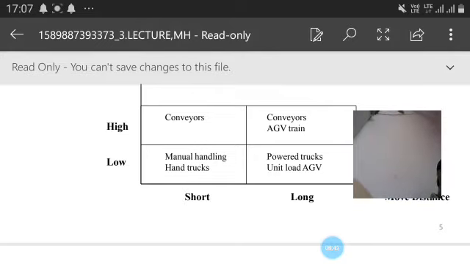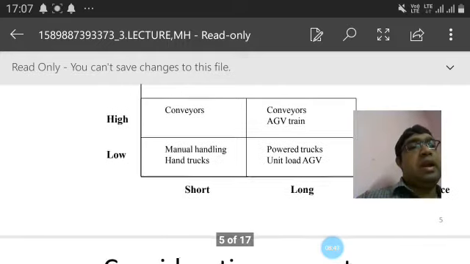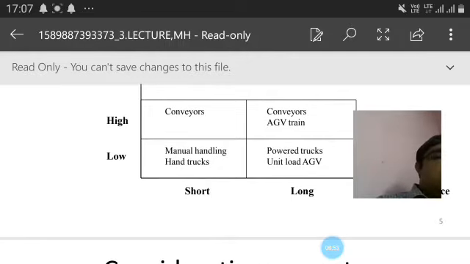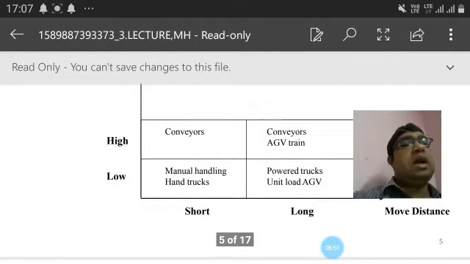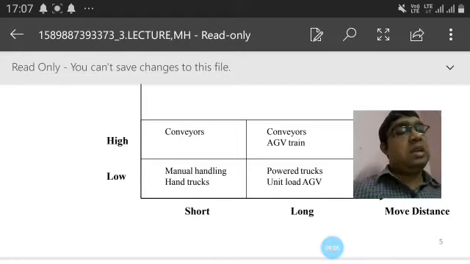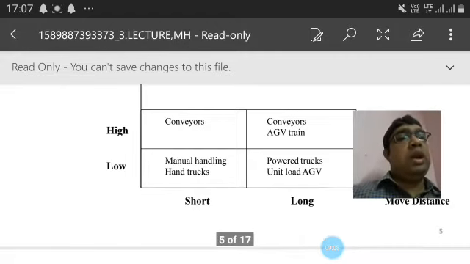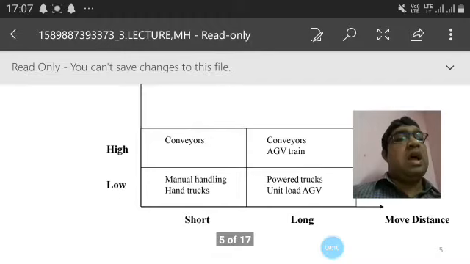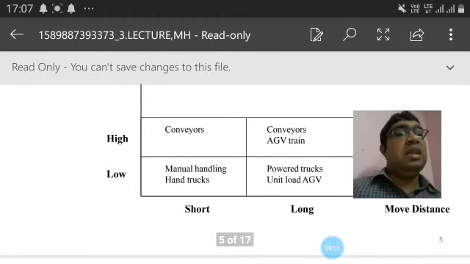Another thing is manual handling hand trucks. Manual handling hand trucks can be seen in each and every place, that means in small scale industries and not only large scale industries. We can also see manual handling hand trucks in each and every railway station, and in different loading and unloading regions, just like Howrah station and Sealdah station.